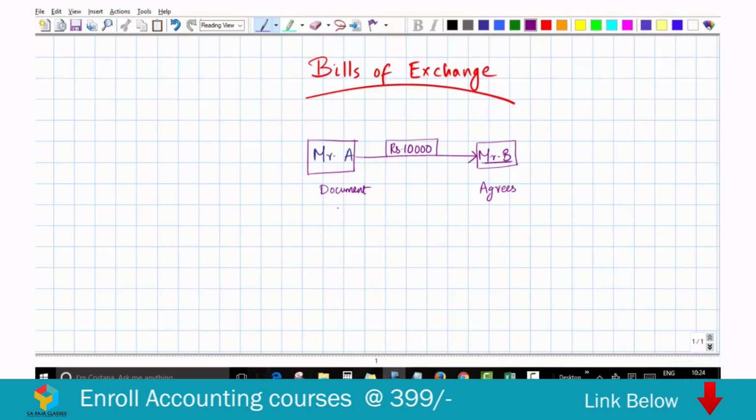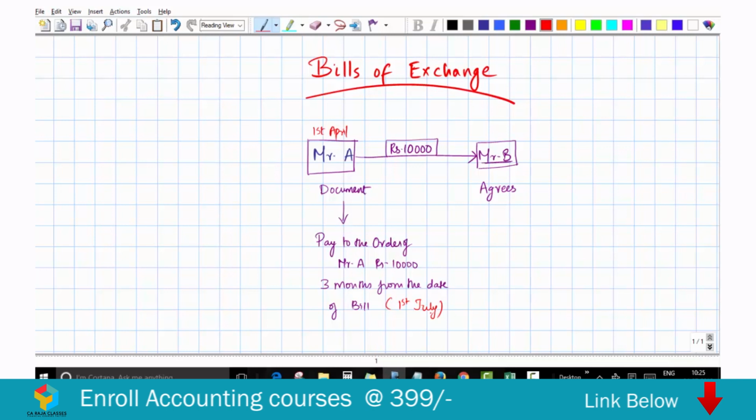So Mr. A prepared a document, and in the document he mentioned that Mr. B should pay to the order of Mr. A rupees 10,000, 3 months from the date of bill. So let's say the date of bill is 1st April. So 3 months from the date of bill means, 1st April, 1st May is 1 month, 1st June, 2nd month, and 1st July. Okay, it means it is payable on 1st July.